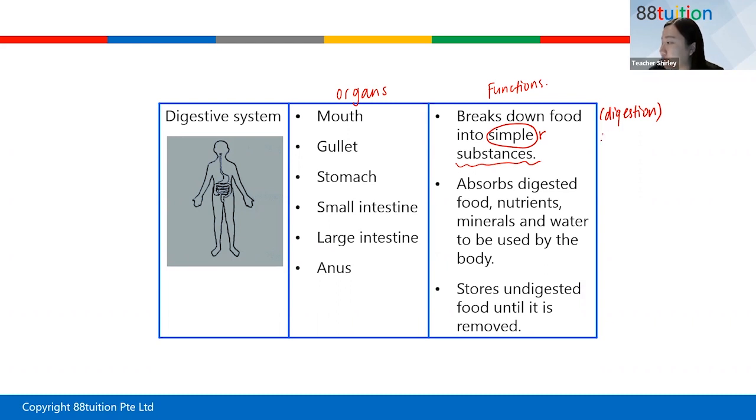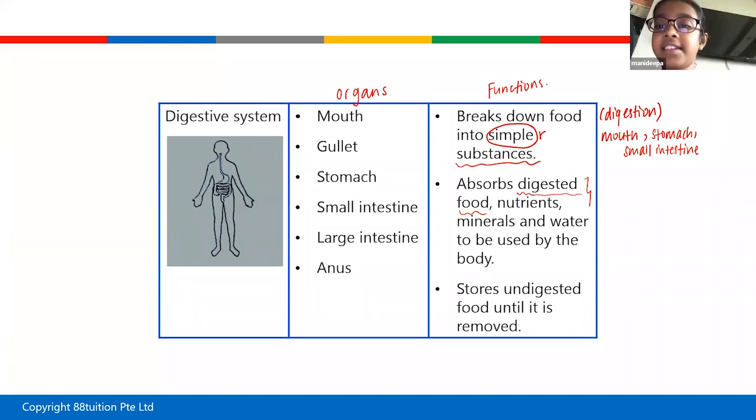Mouth is one of them. Where else does digestion take place other than the mouth? Yes, Manideepa. The stomach. Very good. In the small intestine. Well done. So there are these three organs in which digestion takes place: mouth, stomach, and small intestine. Now, the next one would be to absorb digested food. Which organ in the digestive system absorbs digested food? Yes, Money. The small intestine. Well done.